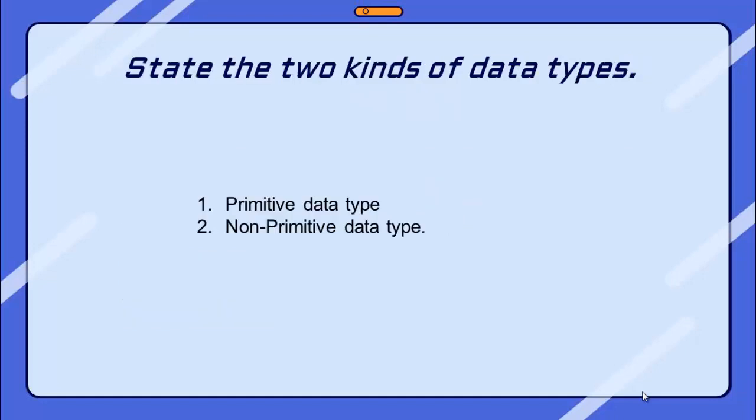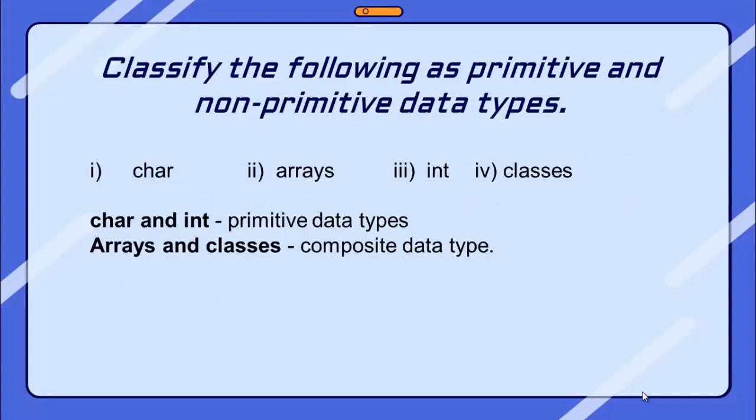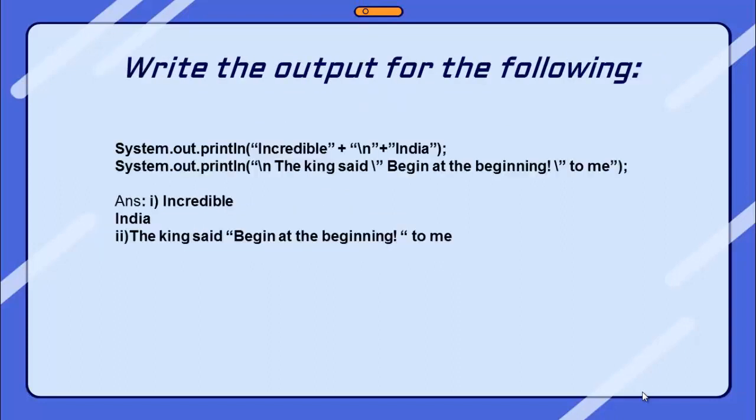State the two kinds of data type: primitive and non-primitive data type. Now classification: char is primitive, int is primitive here, arrays and classes are composite data types.